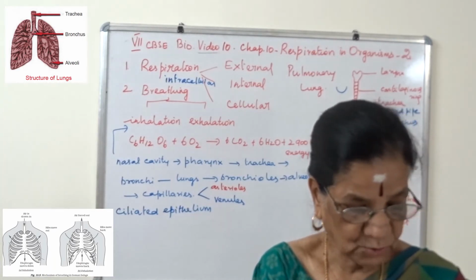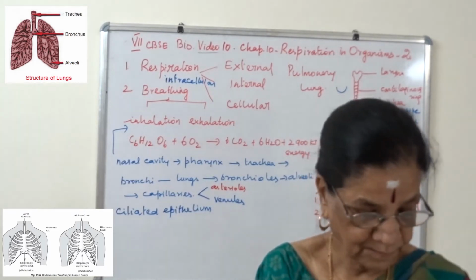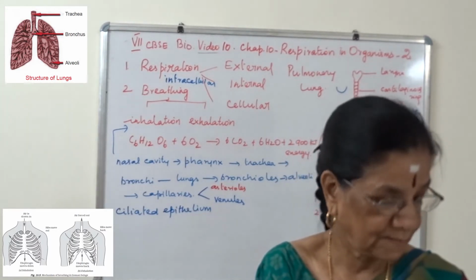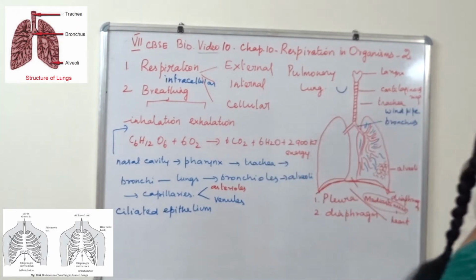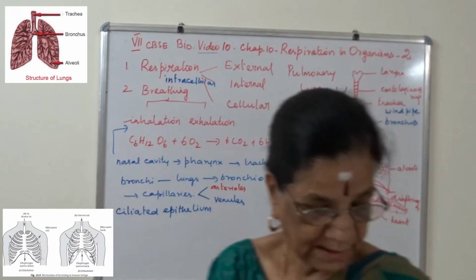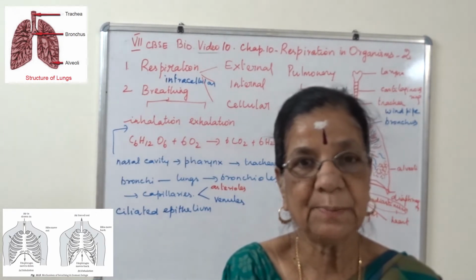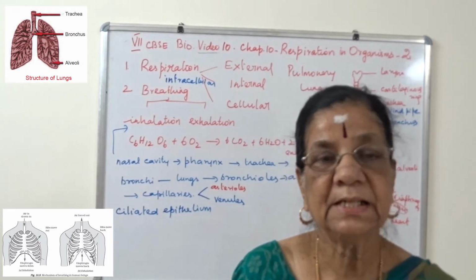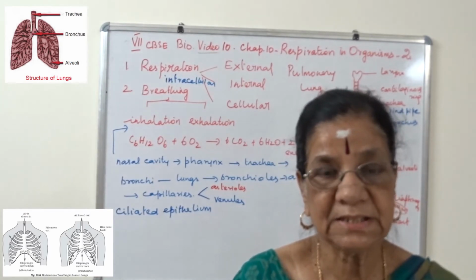Then air is inhaled through the nostrils. The inhaled air enters the nasal cavity. The nasal cavity is lined with mucus and tiny hairs, and also ciliated epithelium. They trap the dust particles present in the inhaled air so that clean air will enter the body and reach the lungs. Okay?